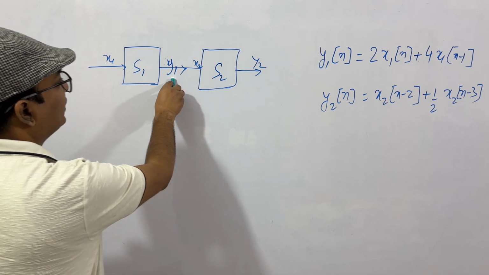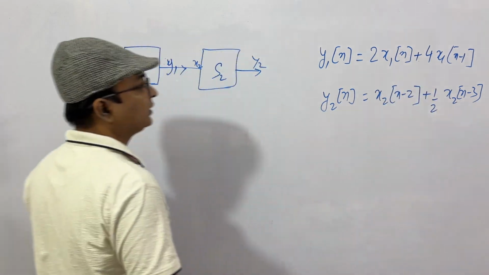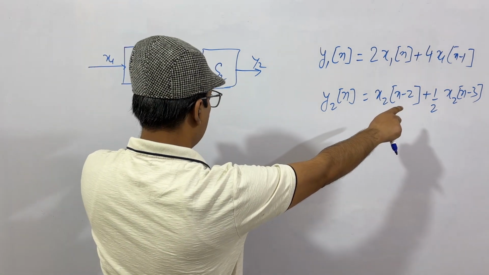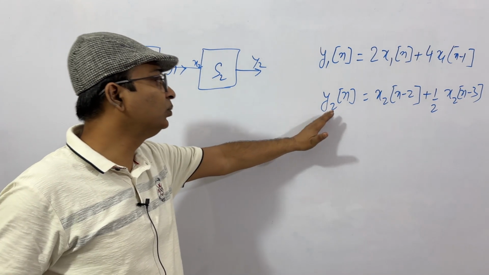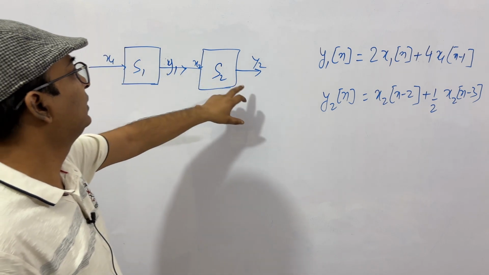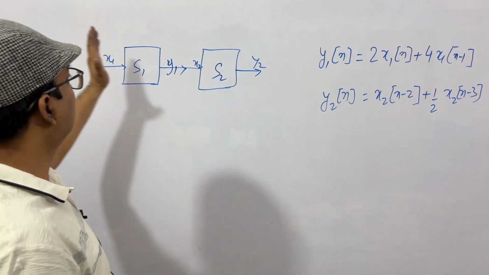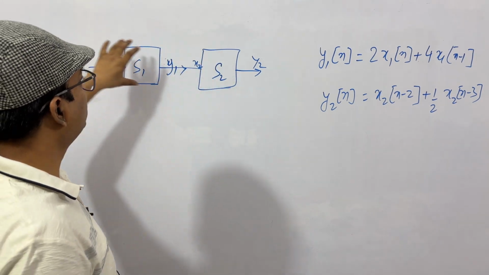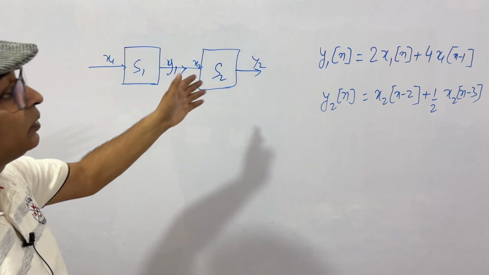We are given that when x1 is the input, y1[n] is 2x1[n] + 4x1[n-1]. And when x2 is the input to this system, y2[n] is x2[n-2] + half x2[n-3]. First of all, we have to find y2[n] in terms of x1[n], that is this input. This output has been given with respect to this, so we have to find this as a function of this. And then secondly, we'll interchange the systems. That is, we'll put S2 here and we'll put S1 here, and then we'll find what will be the output.